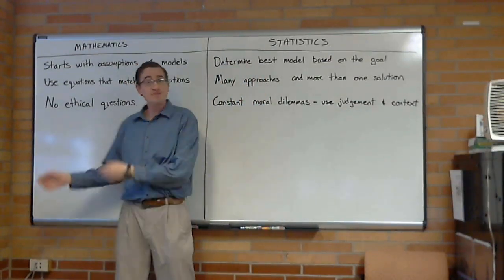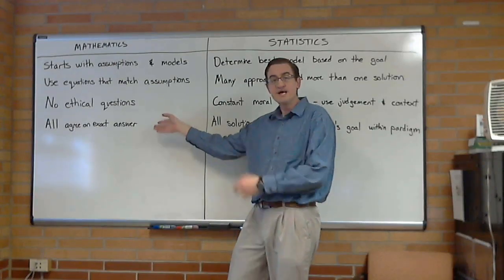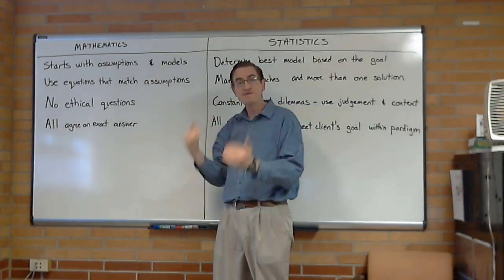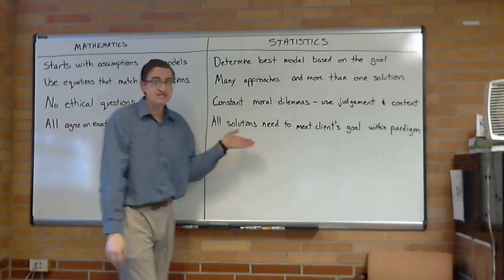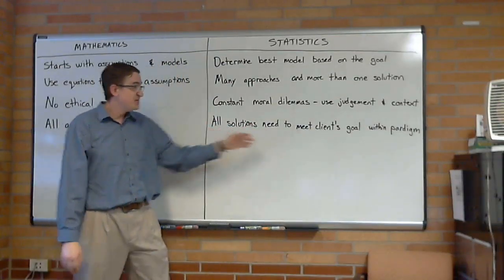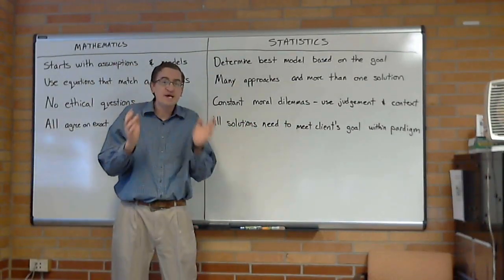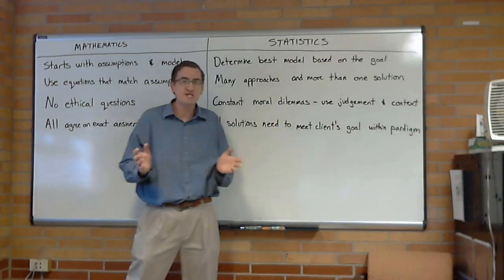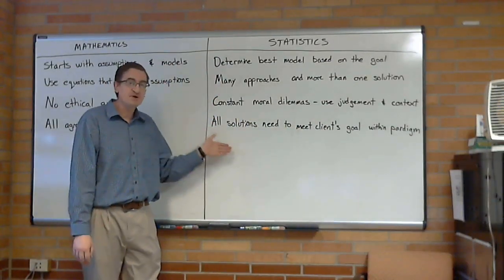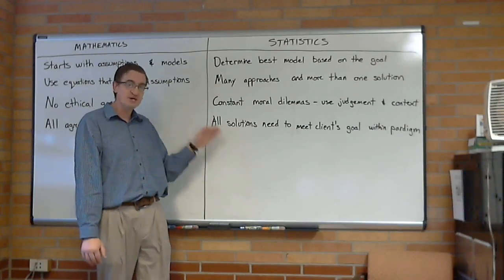And that's why in mathematics, everyone's going to agree on the answer based on the initial assumptions. This is what it works out to be. For statistics, there could be several correct answers. And you look at the client's goal: what are they trying to answer? What's their paradigm for understanding the world? Okay, within all these models, here's the one I think we should go with because it helps you answer that question.